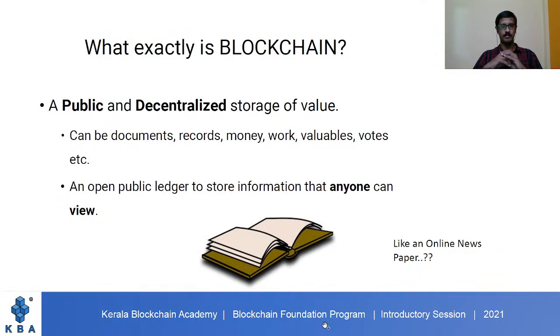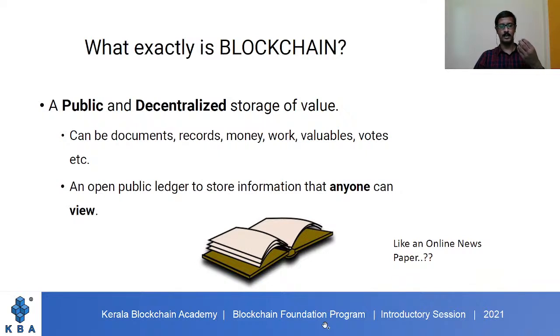Now coming to the concept of a blockchain. So what is a blockchain? It is something which is public and which is a decentralized store of value. It can be thought of as an open ledger. A ledger is anything that holds some records, some storage of value. It can be documents, money, valuables, votes, etc. It can be anything. This storage of value is done in a public ledger where anyone can view the records. So it is similar to an online newspaper, not exactly an online newspaper that is controlled by a central authority, but a decentralized kind of online newspaper.